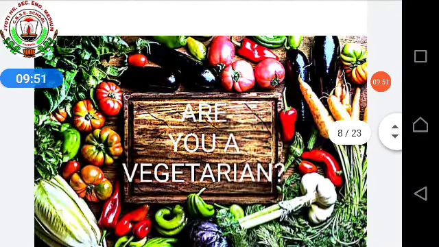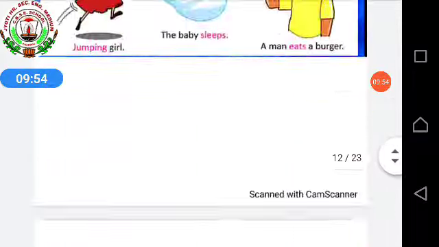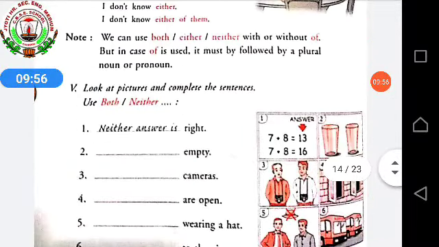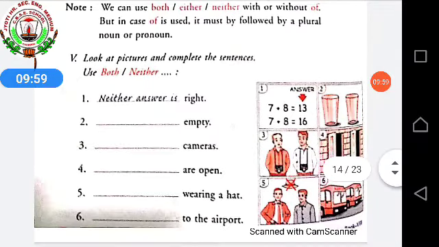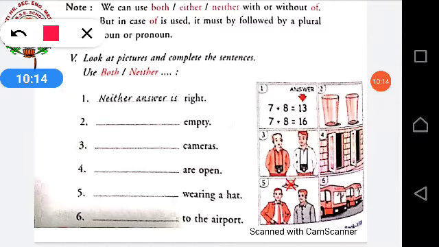Look at pictures and complete the sentences using both or neither. Now what you have to do is look at the pictures and complete the sentences which are given over here. The first one is already given. See the first one. 7 plus 8 equals 13. 7 plus 8 equals 16. Is any one of them correct? No. So that's why we have written neither answer is correct, or neither of them is correct. Like that you can write.